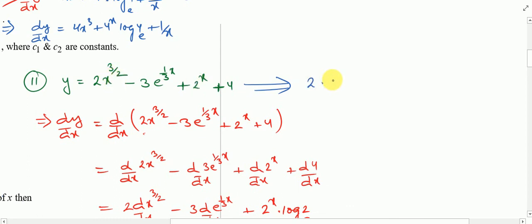Yes, so I will get this, and here 3 by 2 minus 1, so I will get half, then 3 over here, then here e to the power 1 by 3x. So firstly, e to the power 1 by 3x, I will treat this as a single x. Then I will get e to the power 1 by 3x only. Then I will differentiate 1 by 3x, so I will get 1 by 3.